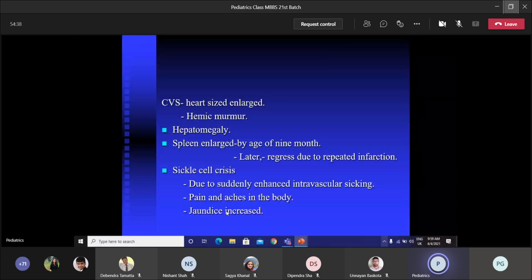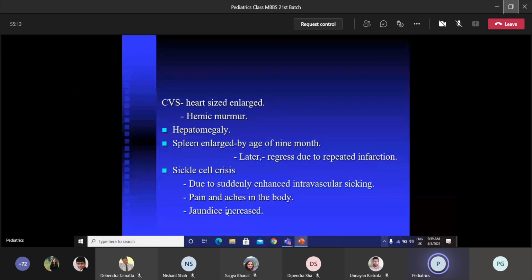Later, due to repeated infarction, the size of the spleen will decrease. Regression of the spleen occurs. Later, you may not be able to palpate the spleen. That is also called autosplenectomy. Initially, the spleen is enlarged. Later, due to repeated infarction, it regresses, and maybe it regresses so much that we are not able to palpate the spleen. That is called autosplenectomy.